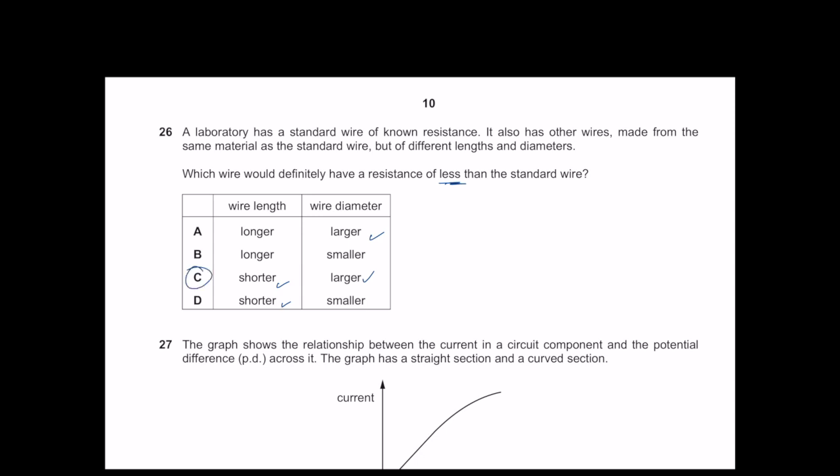As you know, the resistance itself equals resistivity times length divided by A. This A we could change into πr², and r here is the diameter divided by 2. So I'm going to choose the highest radius or the highest diameter to reduce the resistance, and the shortest wire to reduce the resistance again. So the right answer here will be C.